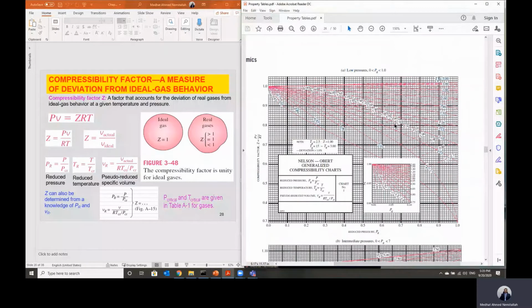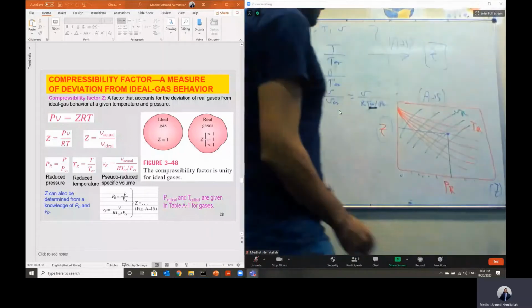Then the normal lines here represent the value of the reduced specific volume, which is the volume V divided by V critical, and it is defined here. V reduced is the volume V divided by V critical, which is RT critical divided by P critical, with RT critical and P critical from table A1. Then using any two of those parameters, either the reduced pressure with reduced temperature, or the reduced pressure with reduced specific volume, or reduced temperature with reduced specific volume, we can calculate the compressibility factor Z.